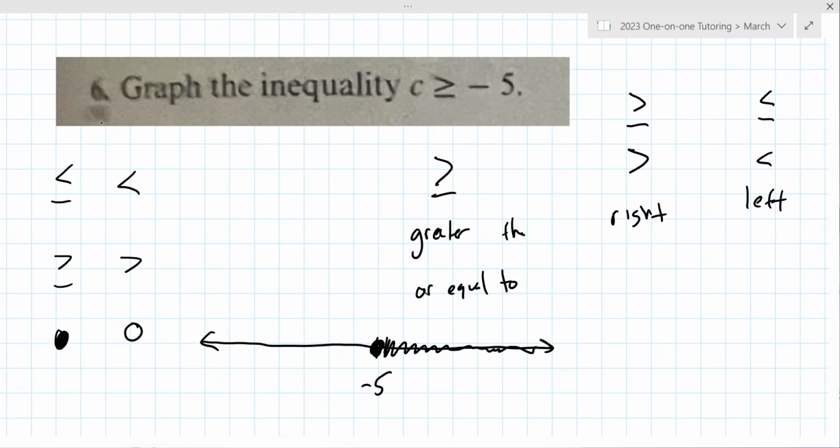Oh, okay. Yeah, I was just drawing it wrong. Okay. Any questions on that before we move on to 7? No. Okay. Justify.